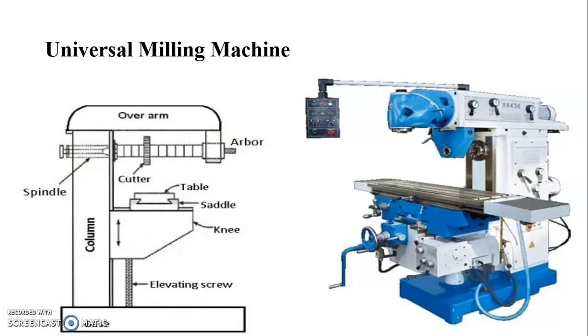The next part, that is the overarm. The overarm is mounted on the top of the column. It supports the overhanging arbor through the yoke. The arbor is the extension of the spindle over which milling cutters can be mounted.